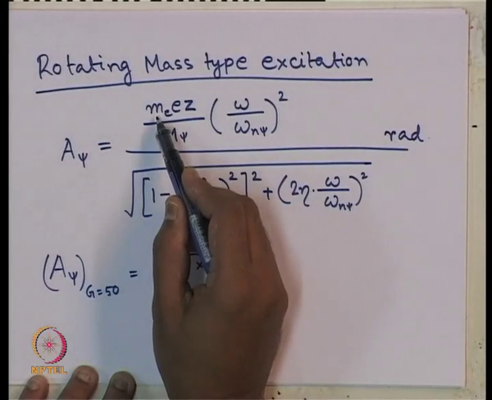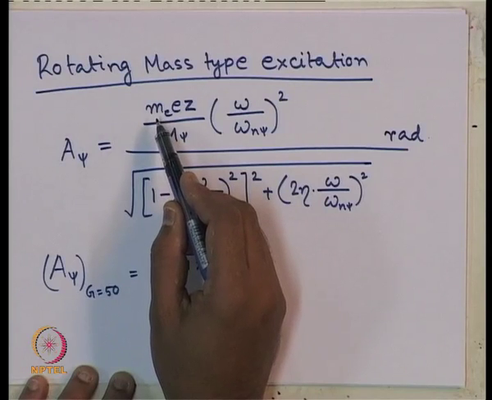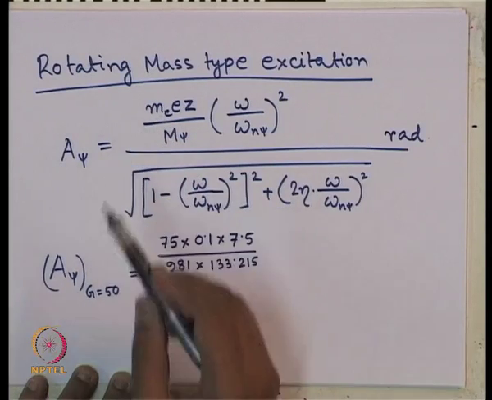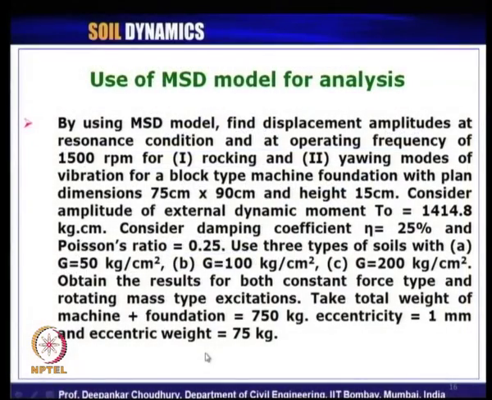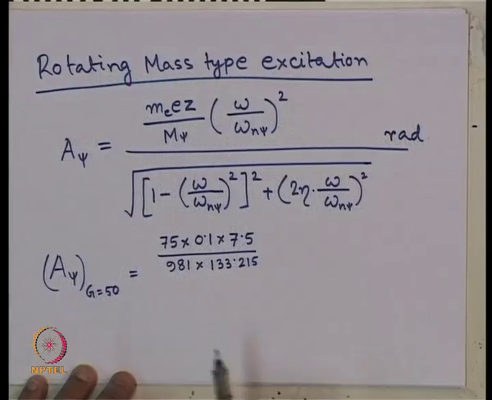The eccentric weight is given to us. If you go back and look at the problem statement, look at the slide, the eccentric weight is 75 kg. As I have said, weight means kg force. So, to find the eccentric mass, we need to divide it by g. That is why we have divided it by 981 here.